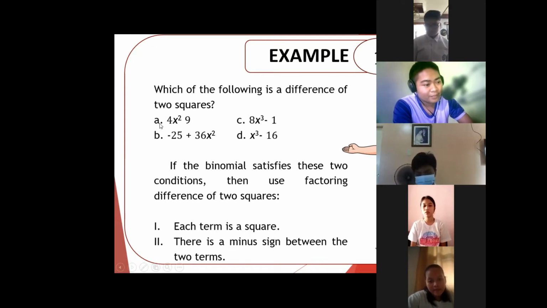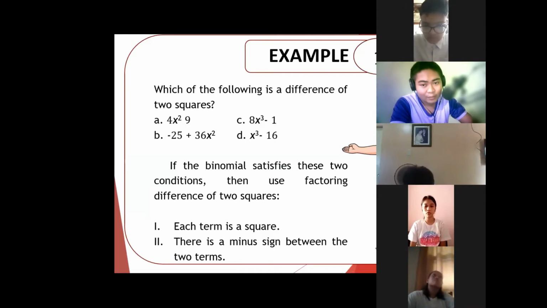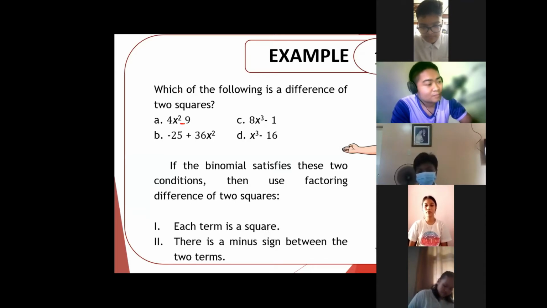Now letter A. Is this a difference of two squares? Wait lang, may kulang. May minus dito. Okay, so we have 4x squared minus 9. Is that a difference of two squares? Let's try to determine it. Each term is a square. Si 4x squared ba? Square yan.